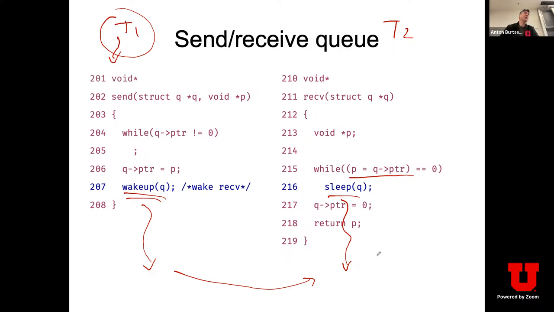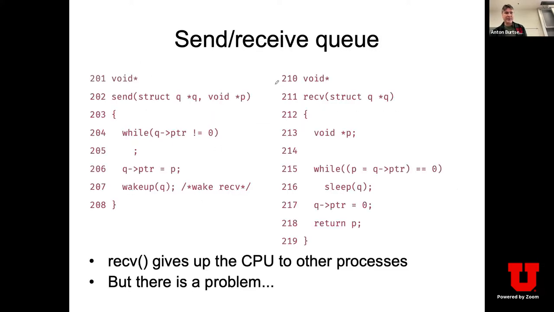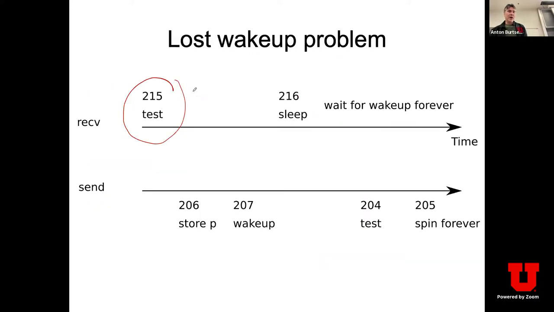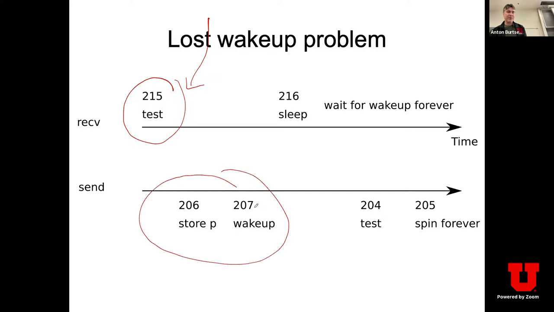Yeah, I agree. So it's called a lost wake up problem, right? Let's take a look. You're absolutely correct. So this is the illustration. The receiver goes and checks, reaches line 215. It checks that there is nothing in the queue. But at this point, maybe it gets slow or it's preempted with a context switch. At this point, the sender reaches line 206 and essentially says, okay, I will place something in the queue because the queue was empty. I place something in the queue and immediately send the wake up.